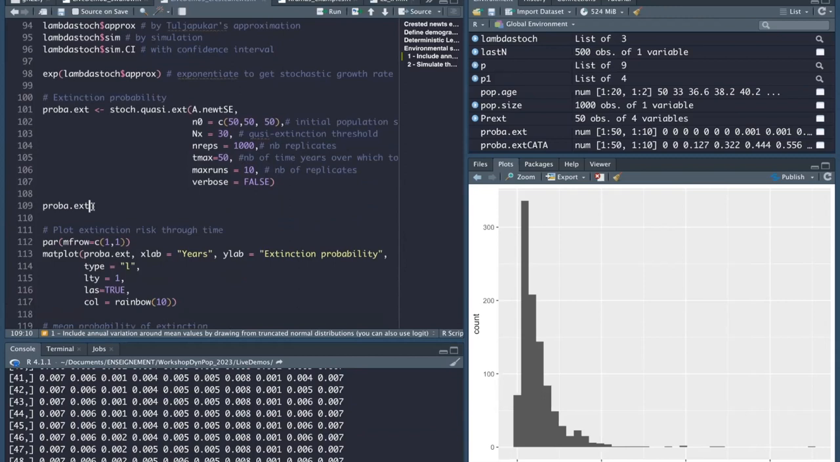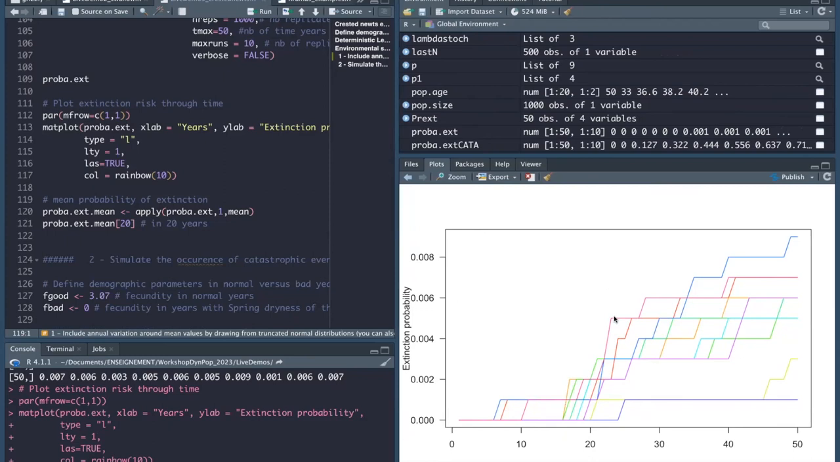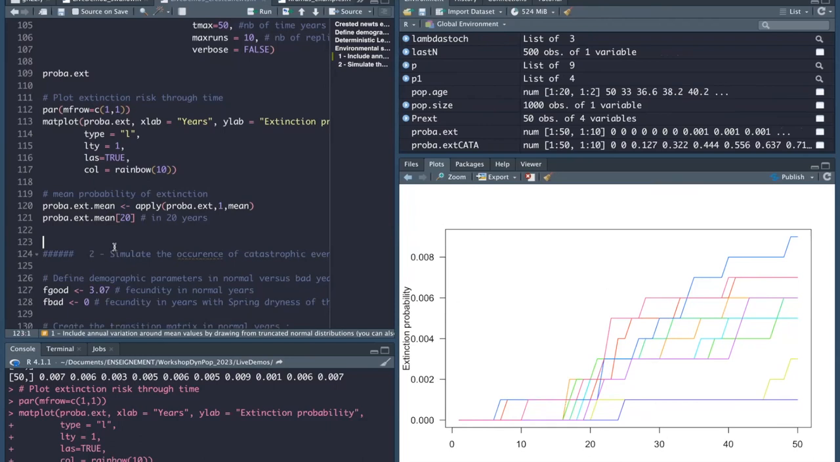So here we calculate the stochastic probability of extinction by simulating all this. Here it is 1,000 populations over 50 time steps, and we repeat that 10 times. And we count the number of populations that go extinct, and we can plot the risk of extinction. So there is a lot of variability in our simulations here. I mean, it sounds like a lot, but if you look at the y-axis, the probabilities are actually very low. It's a low probability of extinction, okay?